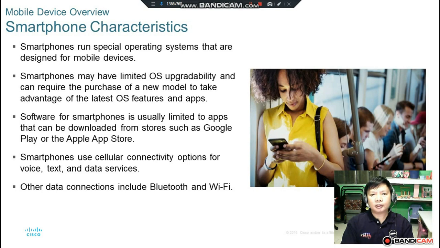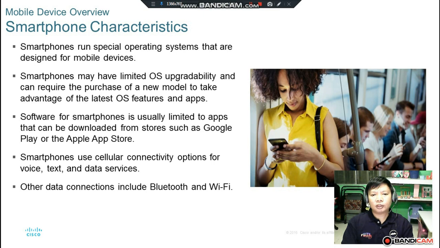Smartphone characteristics. Smartphones run special operating systems that are designed for mobile devices. Smartphones may have limited OS upgradability and can require the purchase of a new model to take advantage of the latest OS features and apps. Software for smartphones is usually limited to apps that can be downloaded from a store such as Google Play or the Apple App Store.